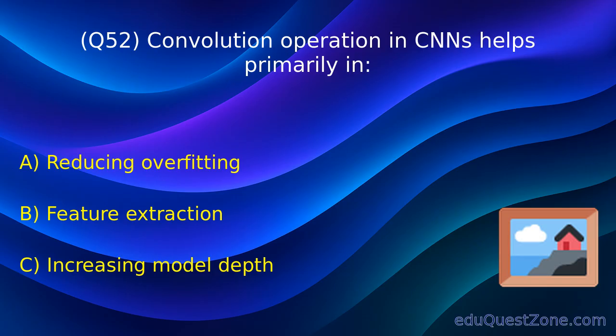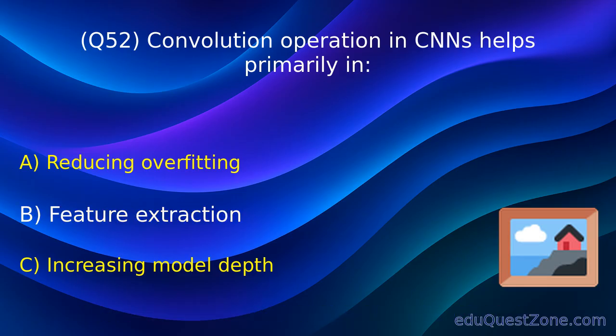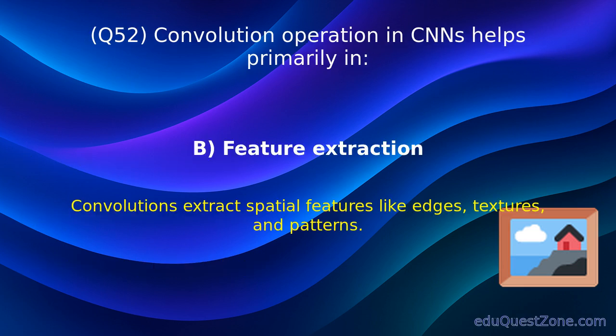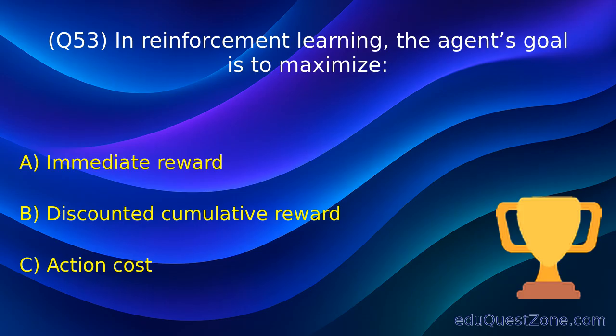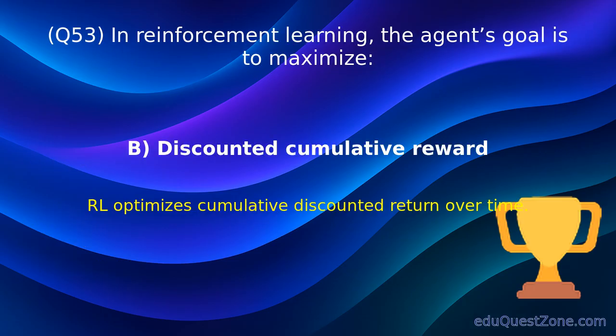Question 52. Convolution operation in CNN helps primarily in. Option B. Feature extraction. Convolution helps in spatial feature extraction. Question 53. In reinforcement learning, the agent aims to maximize what? Option B. Discounted cumulative reward. The agent maximizes cumulative reward.